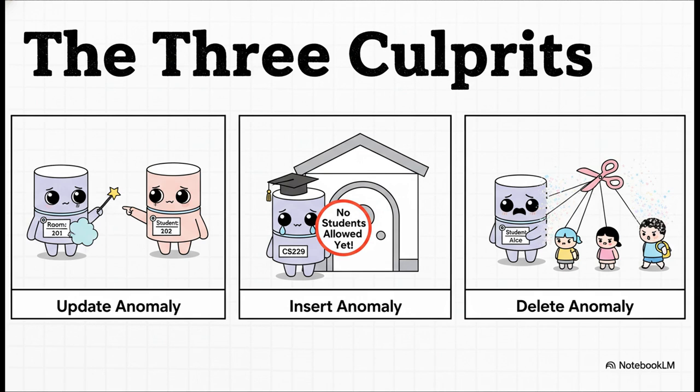And finally, the scariest one, the delete anomaly. If every student in CS 145 drops the class, all the rows that mention it just vanish. And you know what vanishes with them? The fact that CS 145 was ever in room B01. Poof! That information is just gone forever.